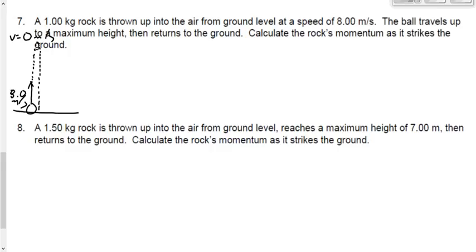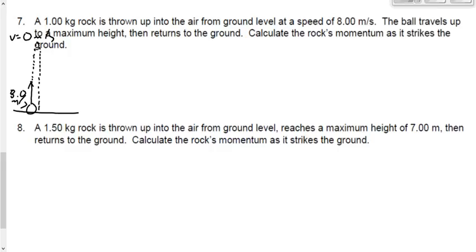Think about it. If it's moving at 8 and it slows down, let's say it slows down at negative 10 for argument's sake, right? Negative 9.81, close to negative 10. So let's just say it's negative 10. It starts at 8 and it slows down at negative 10 and then it stops. And then it speeds up as it comes back down at negative 10. Then it's got to be moving at the same speed at the bottom as it was when it started, right?